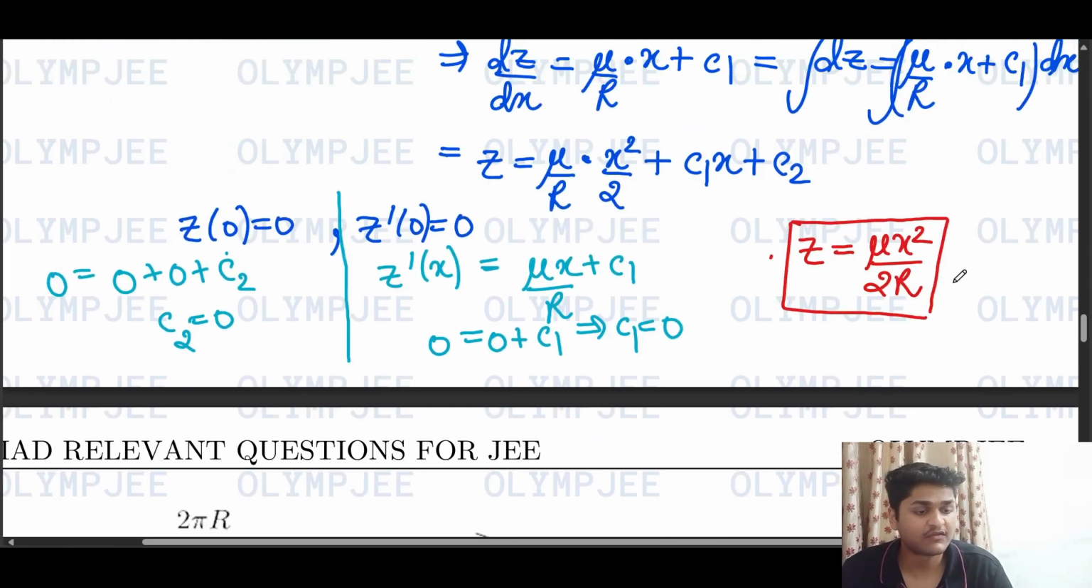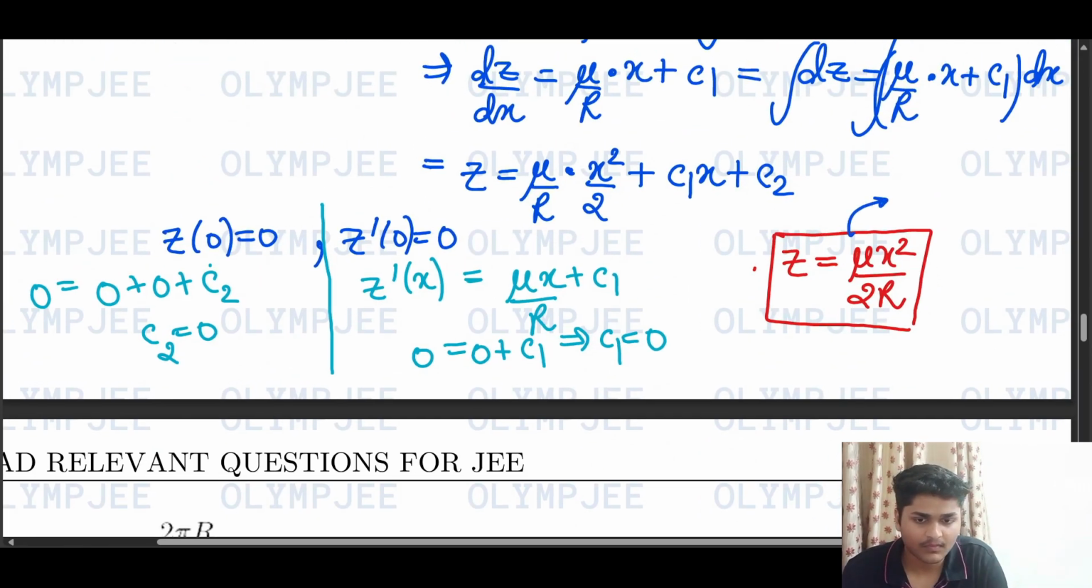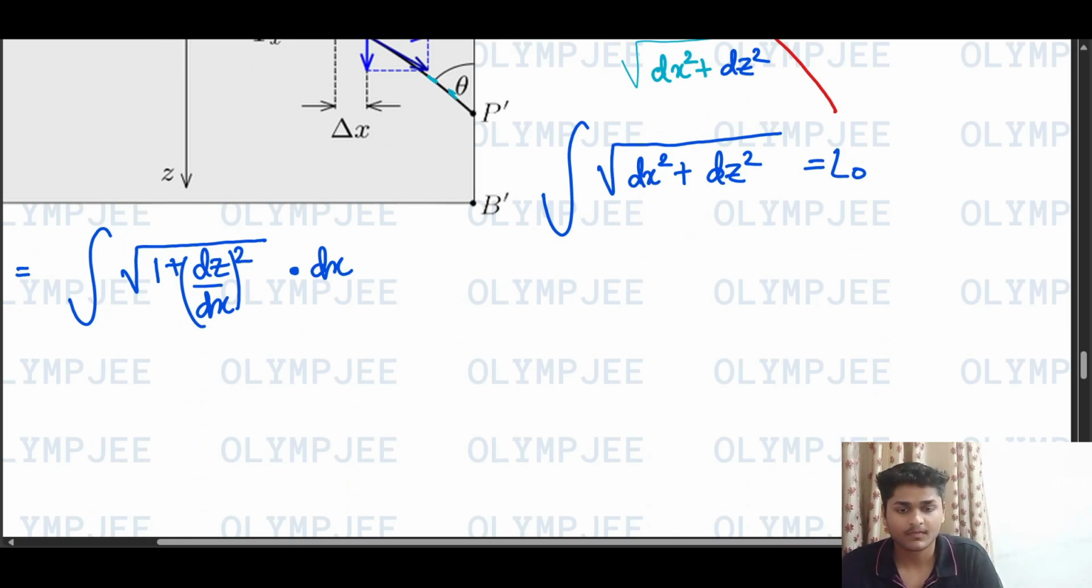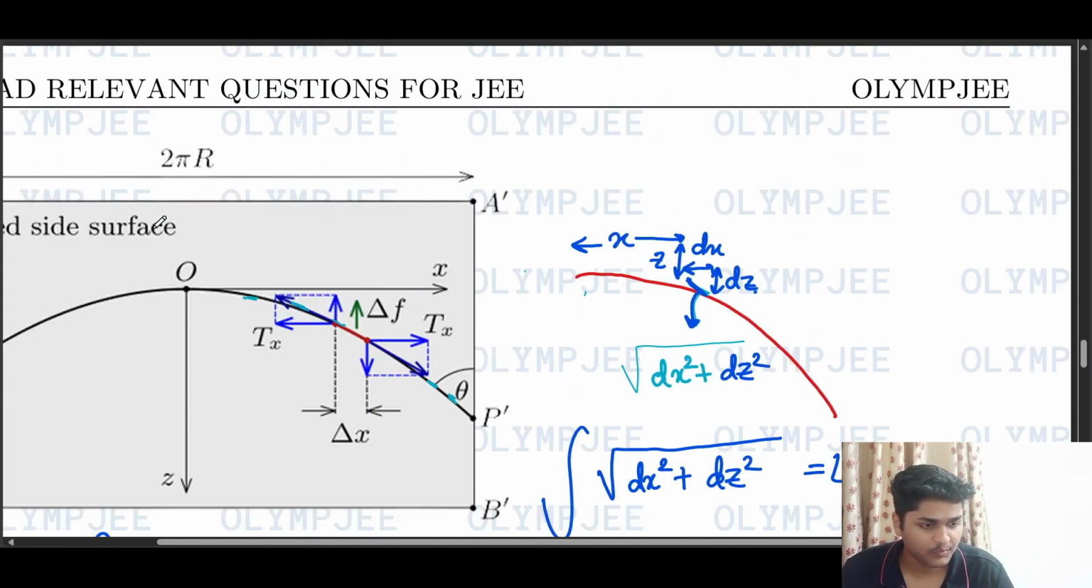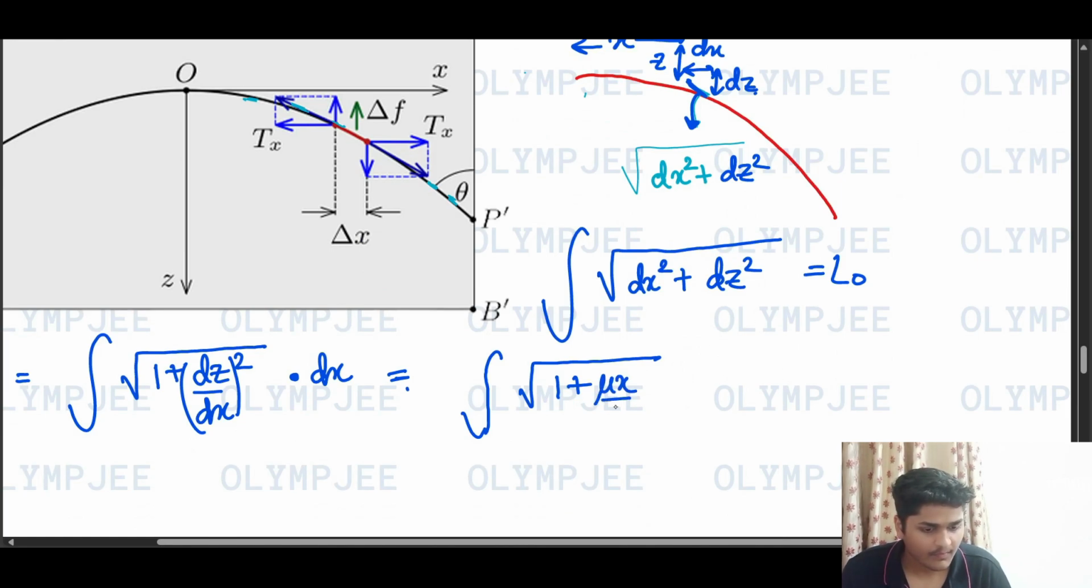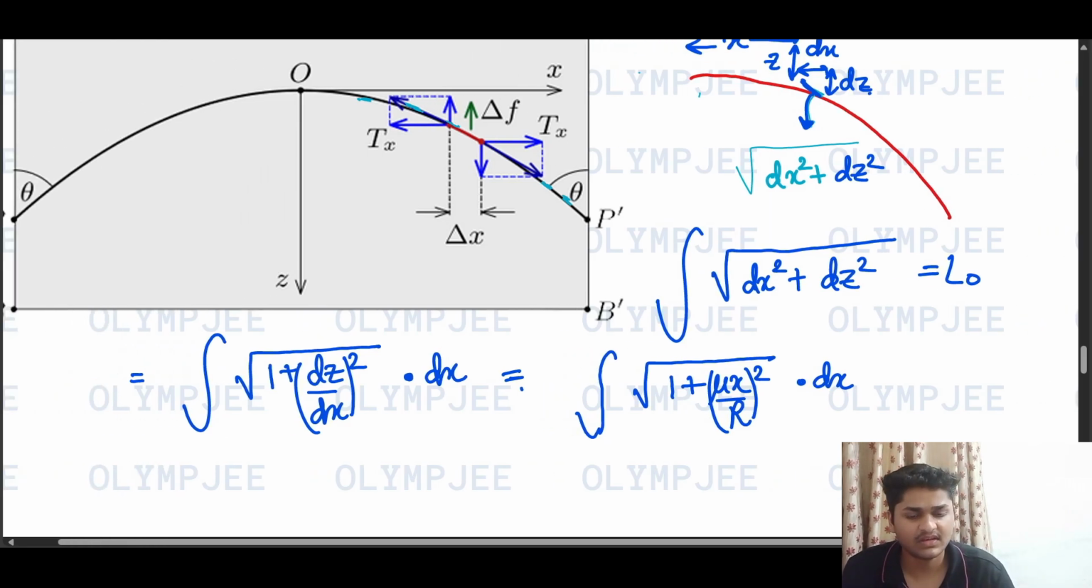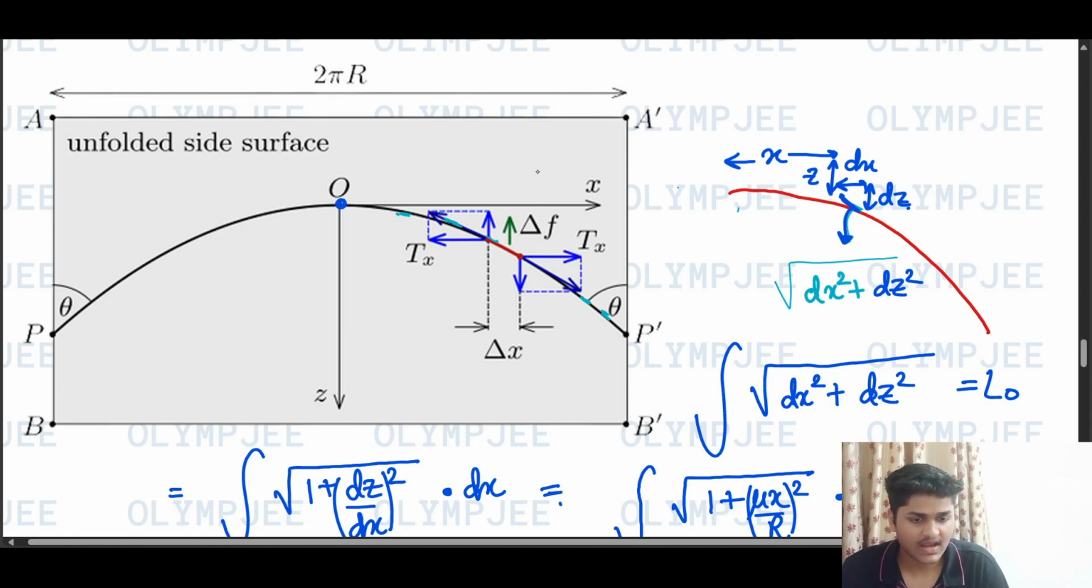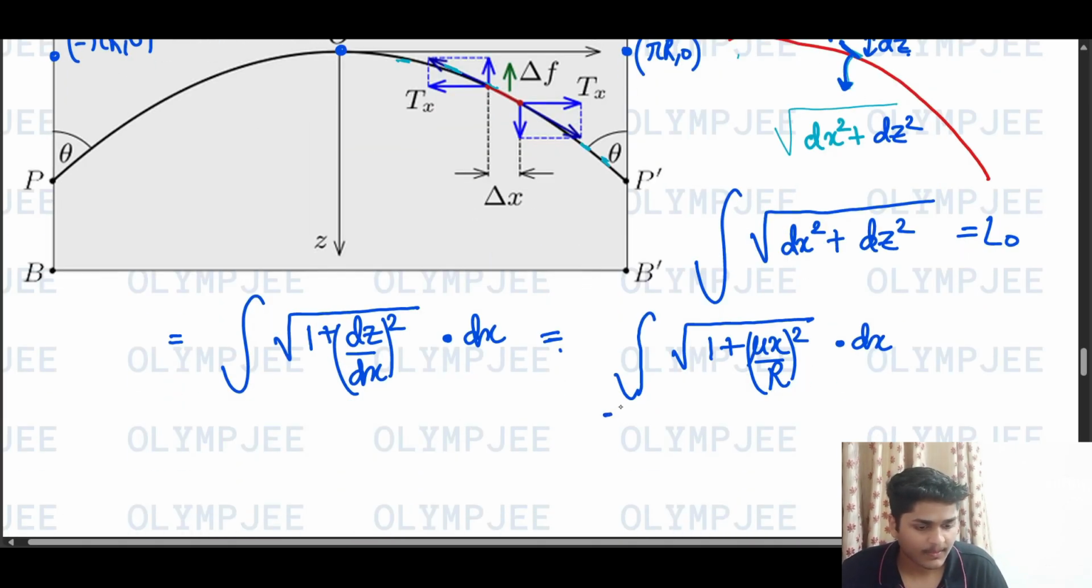And dz by dx we can find from this equation, which will give us dz by dx is equal to mu x by r, right? So now we can substitute this here. So this will become the square root of 1 plus (mu x by r) whole square, multiplied by dx. And since we have reduced this to x variable, we can put the limits now. So this is origin, and the x coordinate of this is pi r, and the x coordinate here is minus pi r, right? So we can put the limits from minus pi r to pi r.